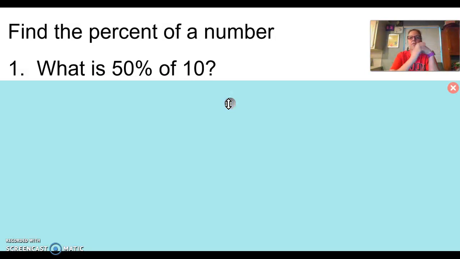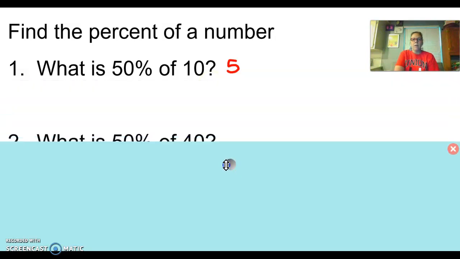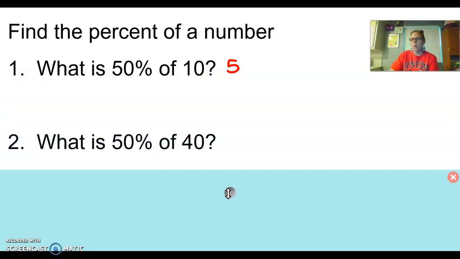So if it says, what is 50% of 10? So 50%, if you make 50% on a test, then you got half of the things correct. So if there were 10 questions, how many did you get correct? So it would be 5. So 50% of 10, you just split the 10 in half and it's 5. Okay. What is 50% of 40? Same thing. You just split it in half and it's going to be 20.